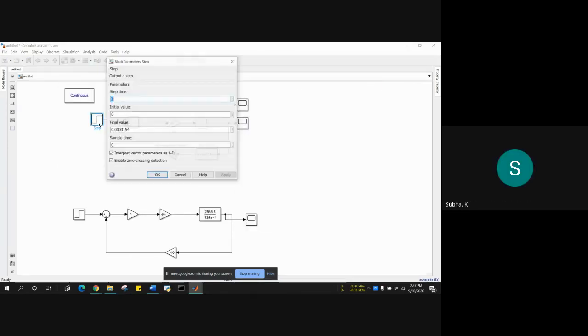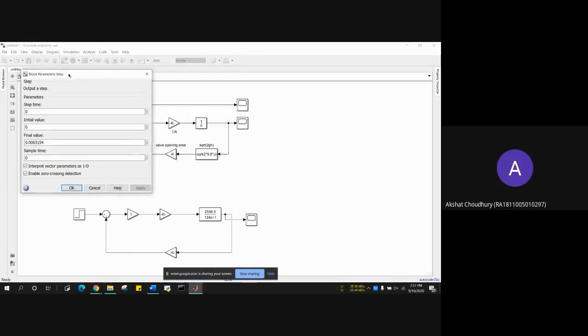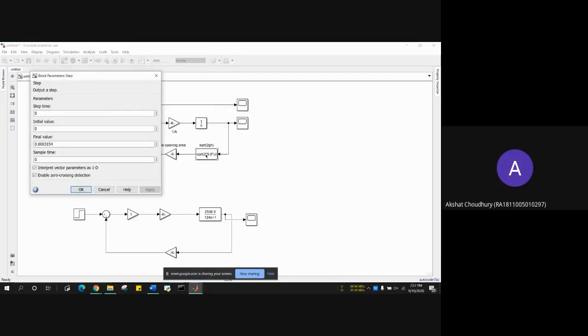First one is 0, okay? Step time is 0 you give. Initial value also 0 you give. Final value you give 0.00354. That is a flow rate. I think that is given in that table. Yeah, this is the step value. And which one were you saying, Mohit?